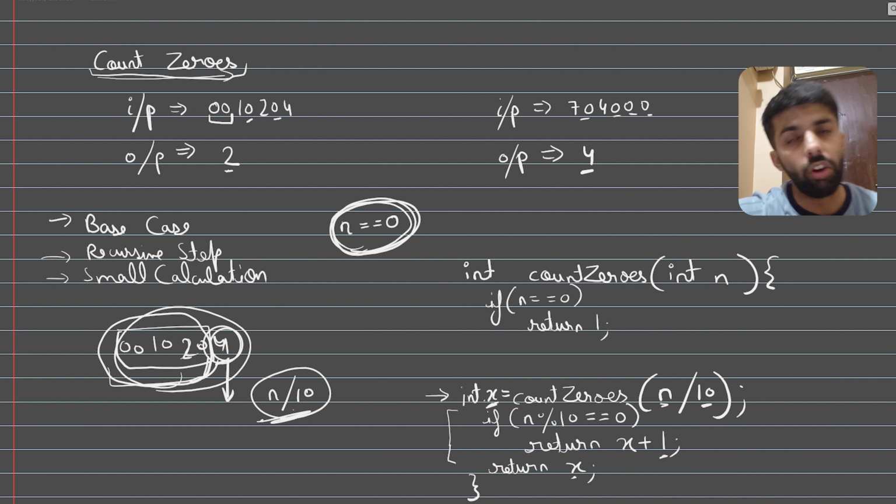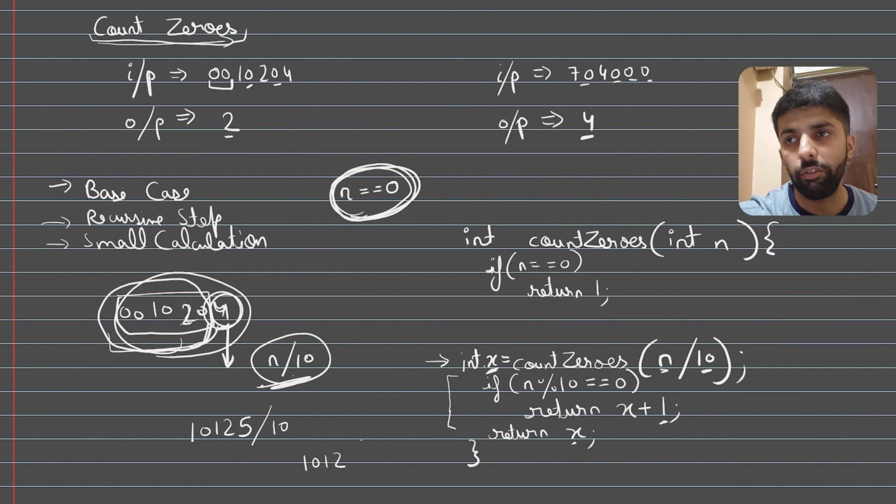Actually, it's not a correct base case. If n is actually 0, we should return 1. That is completely fine. But just think, this n equals 0 is not true for the initial case only. What happens is, when you keep dividing your number, suppose you have this number. If you divide this by 10, we will get 1 0 1 2. Divide by 10, we get 1 0 1. Divide by 10, we get 1 0. Divide by 10, we get 1. Divide by 10, we get 0.